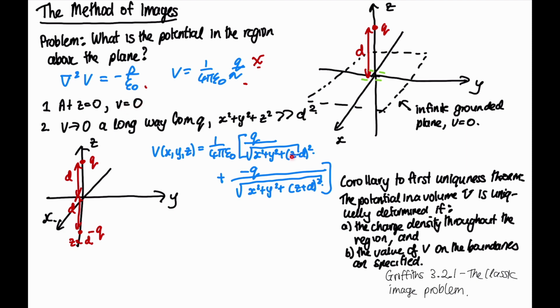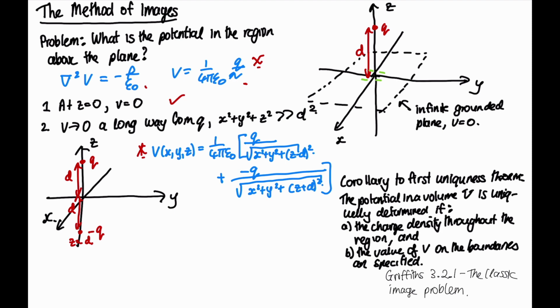If we put 0 for z here, then on the bottom here we're going to have x squared plus y squared plus d squared. And on the bottom here we're going to have x squared plus y squared plus d squared as well. So we'll have this term minus this term, and those two terms will be the same. So this condition is satisfied by this voltage condition here.